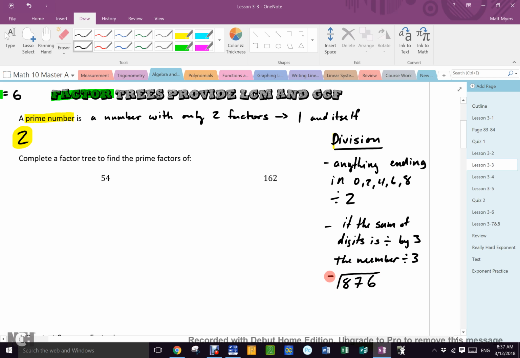If I divide that by 3, I get 292. Everybody with me? You don't need to remember how to do long division, because you're going to be using your calculator to do your division in this section. But this is a good little trick to have.